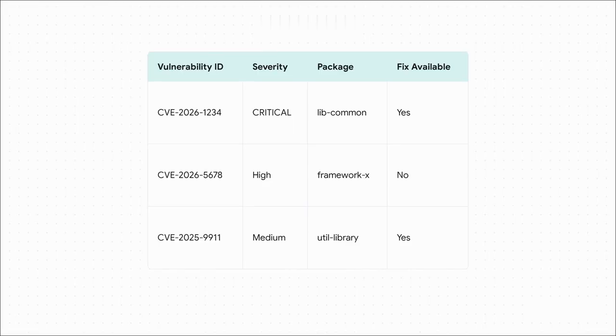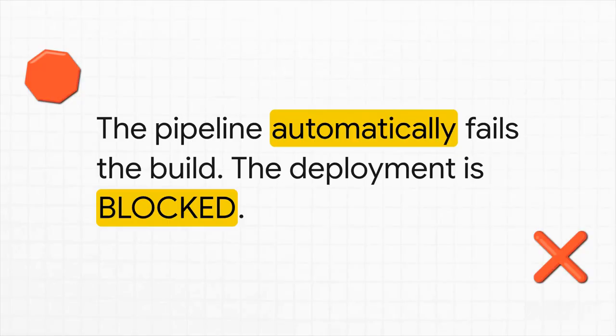And the key thing here is that it's not vague at all, it's super specific. It says, hey, there's a critical vulnerability in this libcommon package, and guess what? There's a fix available. It's totally actionable. And this is the moment where everything changes. The pipeline doesn't send an email and hope someone reads it. It doesn't open a ticket. It takes immediate, decisive action. The build fails right then and there. The deployment is completely blocked, stopping that vulnerability in its tracks long before it ever gets near production.